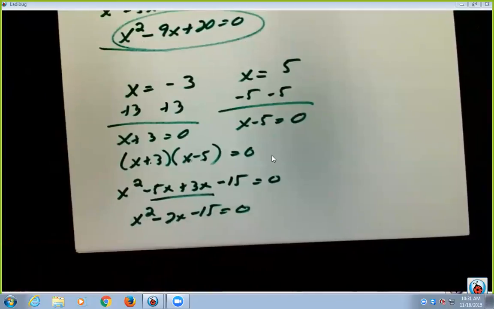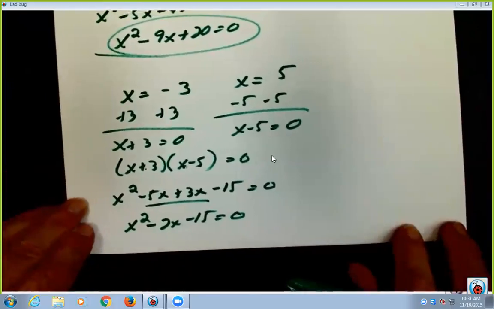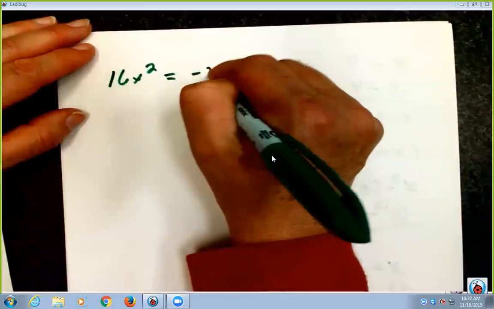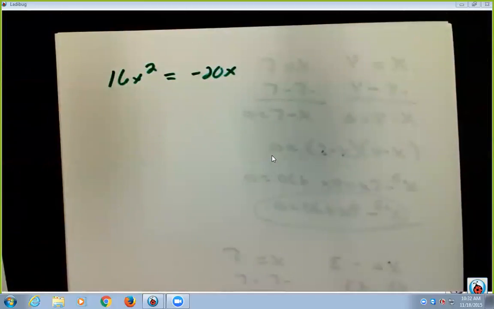Yes? There's a problem. I just hit practice. Okay. Well, let's put it up here. 16x squared equals negative 20x. So I think it's just confusing. Okay. All right. But it doesn't have a middle term.